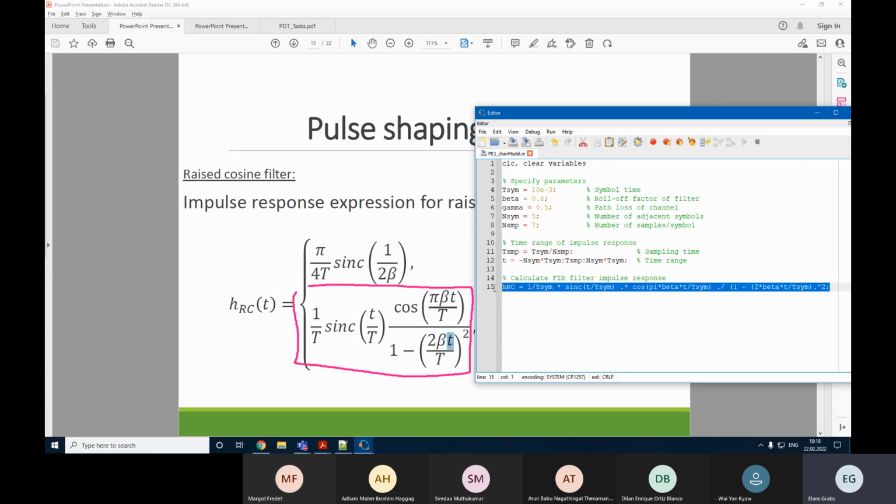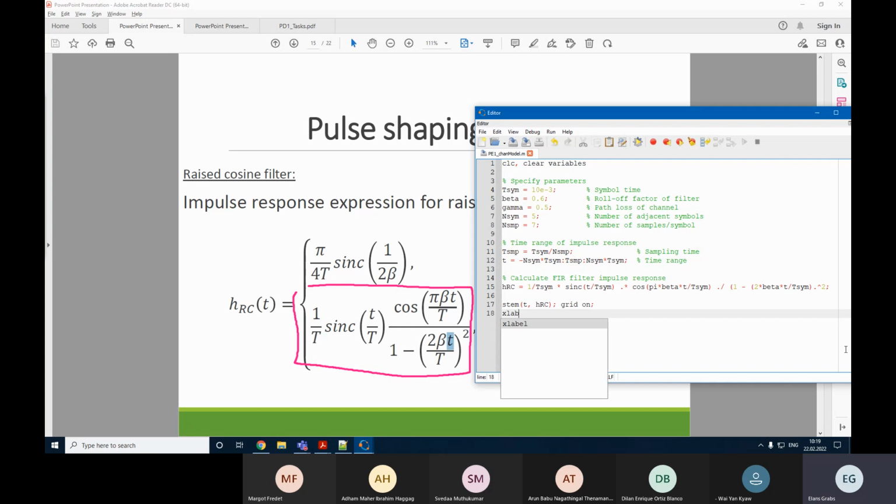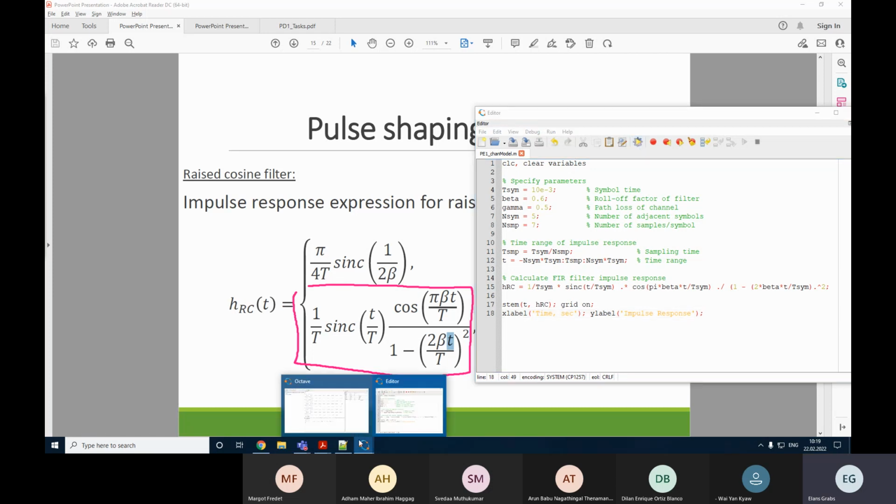So now we have calculated this, and we can already make a simple plot to see how it looks. To see it in the discrete domain, I'm going to use the stem function. For the stem function, the x-axis is time, and the y-axis is HRC, which we have calculated. We might as well add grid lines and labels. The X label is going to be time, seconds, and the Y label is going to be impulse response for our filter.